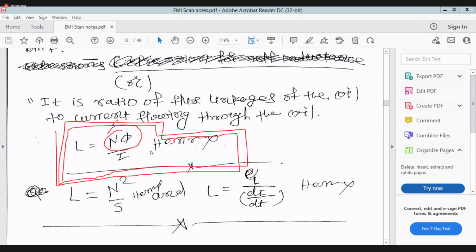Clear? Basic definition, then formula. How did you get this formula, L is equal to N phi by I? I just proved this. Did I do it or not? Yes, sir. See, we know the definition of self-induced EMF. We know the definition of induced EMF.